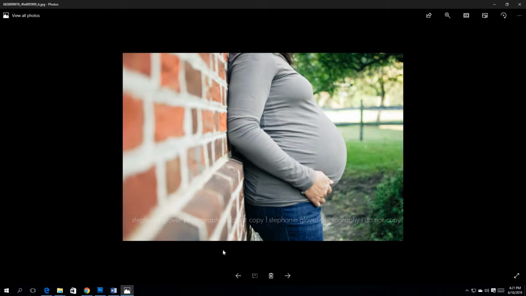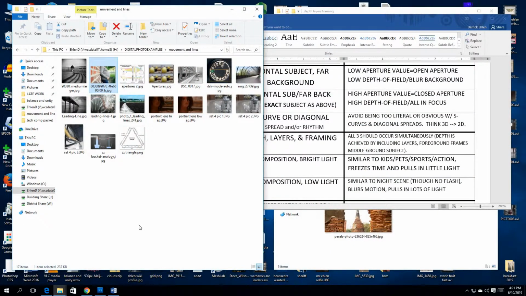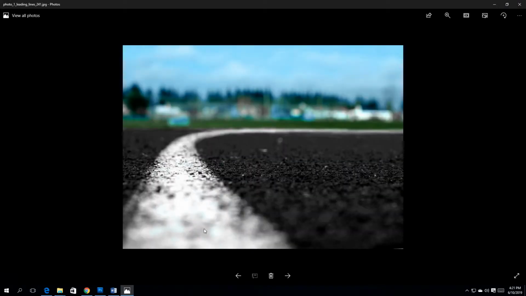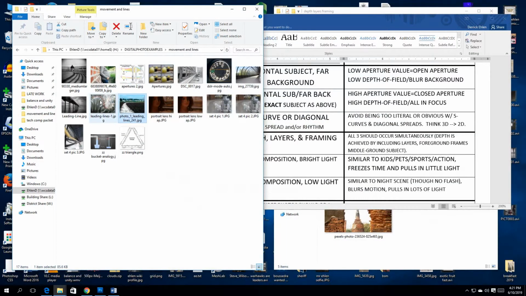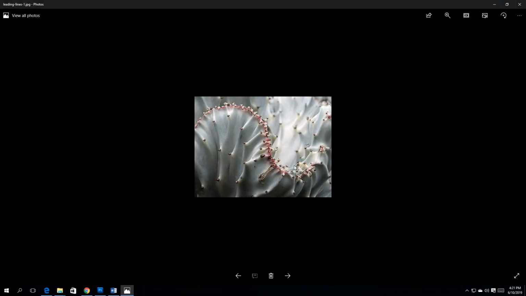So in photography and in design, movement doesn't necessarily mean something is literally moving, though it could. It generally has to do with the movement of the eye and the photographer's ability to control it, to lead the eye forward and backward throughout the frame, or to lead the eye throughout the frame.